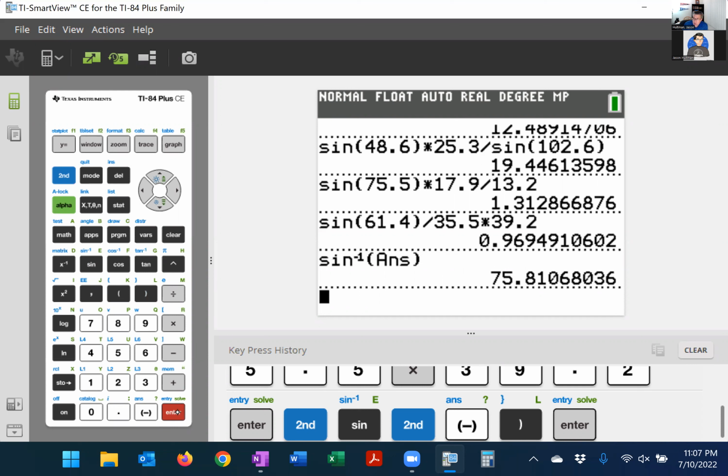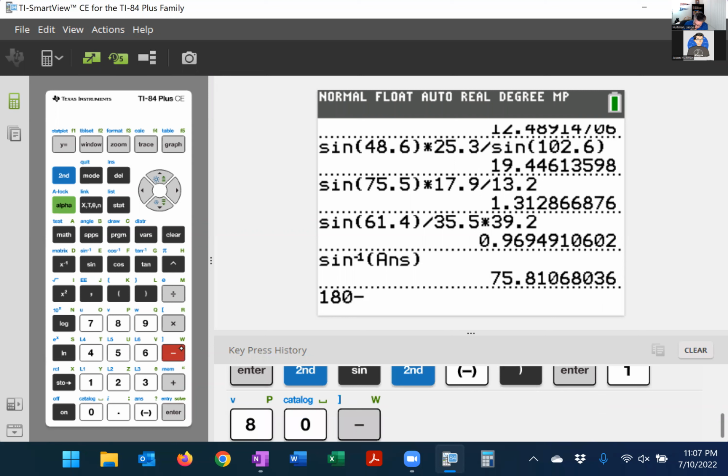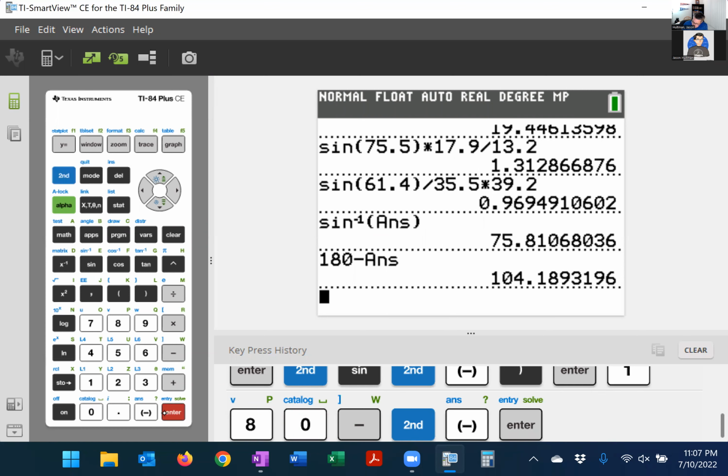Now that's just the reference angle that's in quadrant 1. How do I find the quadrant 2 angle? Well, I subtract this angle from 180. 180 minus that angle is 104.19. So we have two angles here that are valid angles. One is an acute angle, and one is an obtuse angle, which we talked about. They're two valid angles. So we end up with solving for two different triangles. Let's go ahead and do that.